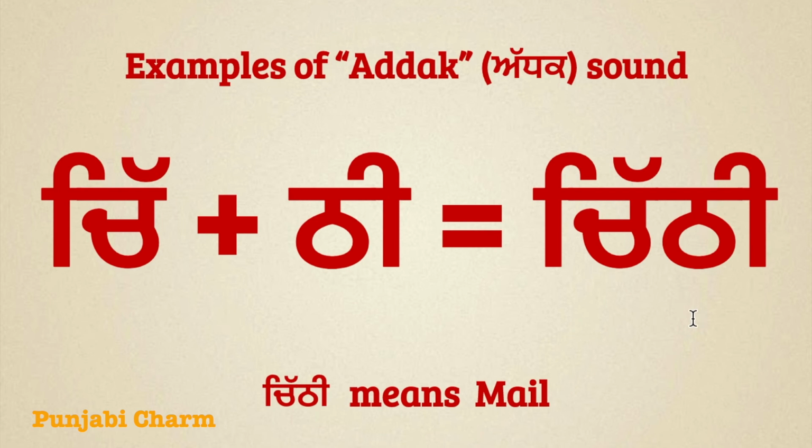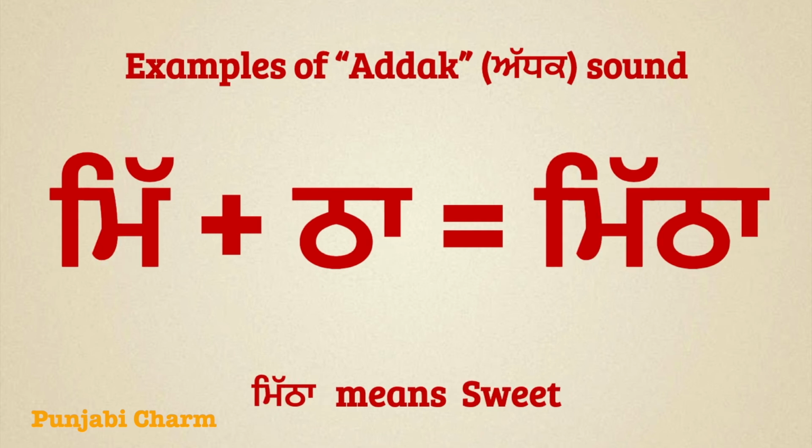The next word is chitti. Chitti means male. And to read this word, we can say chachenu sehari utte Addak che, thathenu bihari ti, chitti. You can repeat after me. Chitti. Let's move to the next word. The next word is mittha. Mittha means sweet. And to read this word, we can say mammenu sihari utte Addak me, thathenu kanna tha, mittha. You can repeat after me. Mittha. Let's move to the next word.